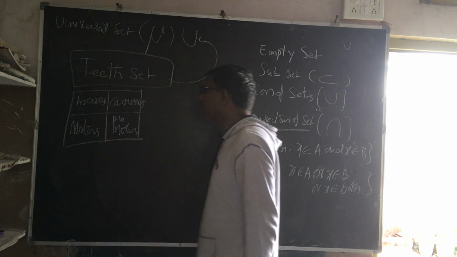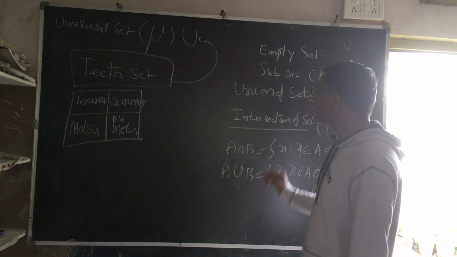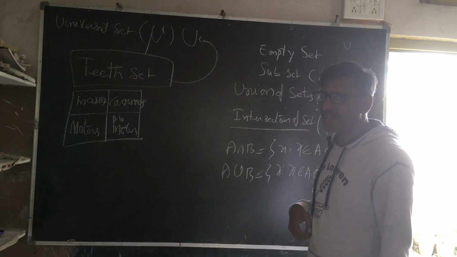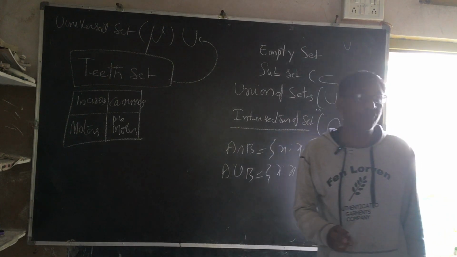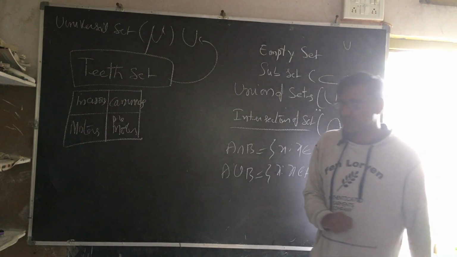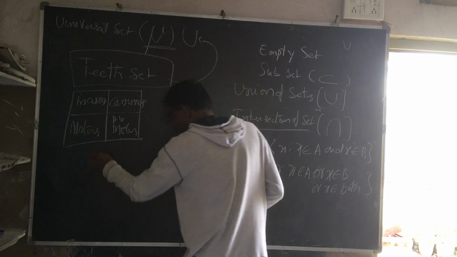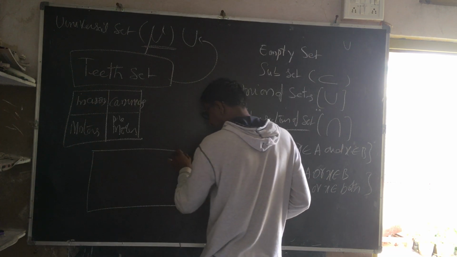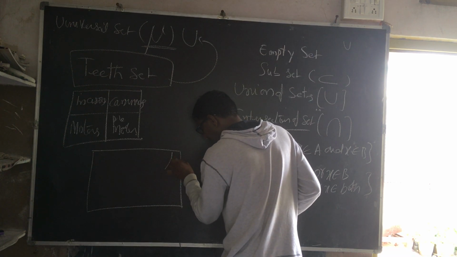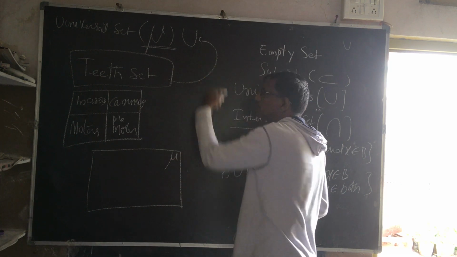Anyhow, the next one, I forgot to say, is Venn diagrams. These are very, very important. The universal set is always denoted with a rectangle, and you write it down like this. This is mu, or you can use U also.